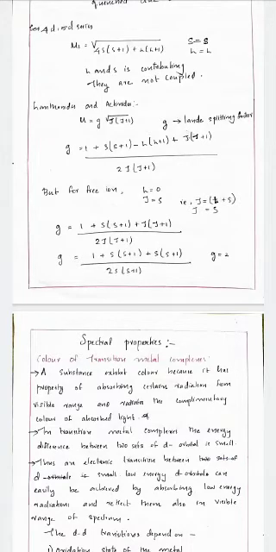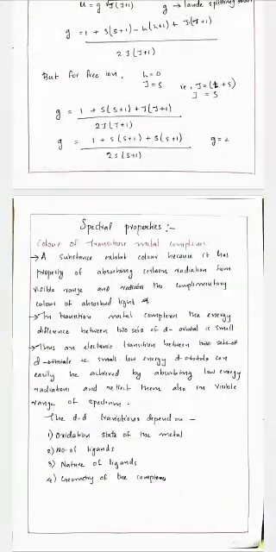Now let's see the spectral properties of a transition metal complex. A substance exhibits color because it has the property of absorbing certain radiation from the visible range and radiates the complementary color of the absorbed light. In transition metal complexes, the energy difference between two sets of d orbitals is very small. Thus an electronic transition between low energy d orbitals can be easily achieved by absorbing low energy radiation, and reflects them also in the visible range of the spectrum.